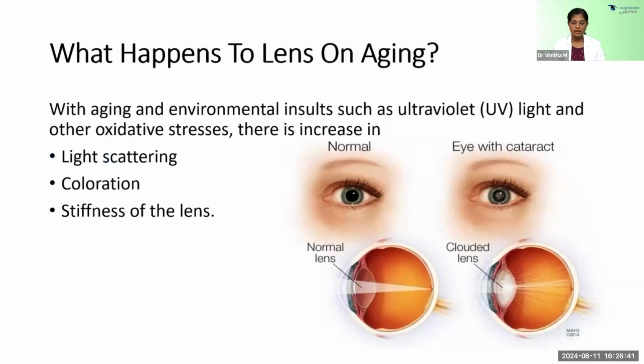What happens to lens on aging? With aging and environmental insults like ultraviolet radiation and other oxidative stress, there is a loss of transparency in the lens, resulting in light scattering, coloration, and stiffness of the lens.